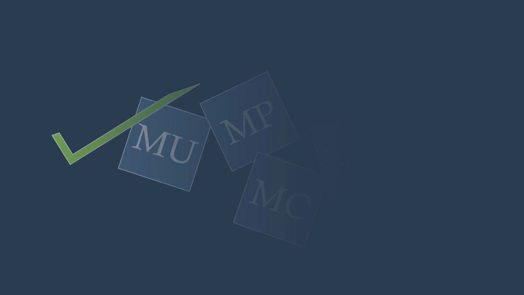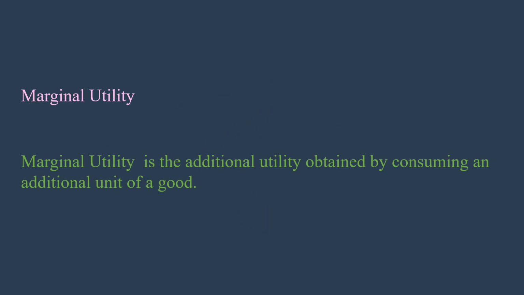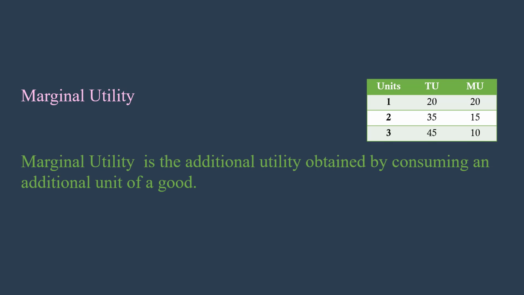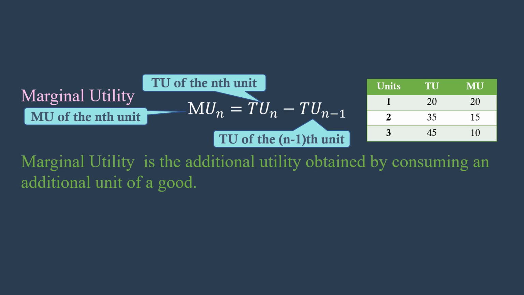We shall begin with the definition of marginal utility. Marginal utility is the additional utility obtained by consuming an additional unit of a good. I have given a simple table for your reference. It is a good practice to give its formula also. I believe that you know what each term stands for. So let me confine myself to the definition part of each concept.